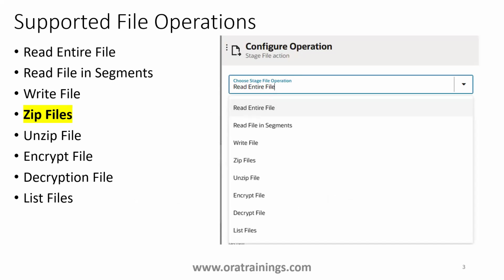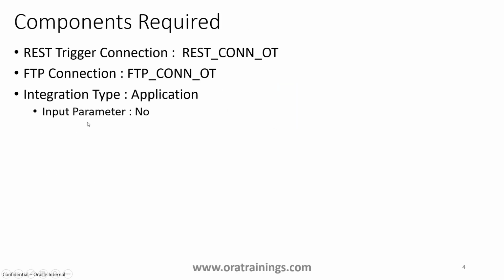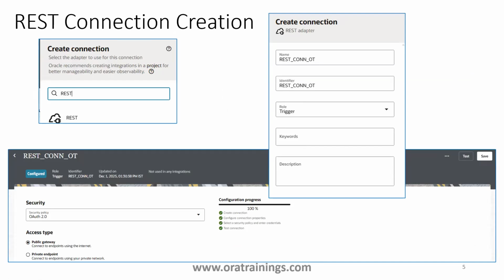Now, the stage file action in Oracle Integration Cloud supports these number of operations, and today in our session, we'll concentrate on the zip file action. The components required for the integration we are designing today are a REST trigger connection, an FTP connection, and an integration of type application, with no input parameter as well as no output parameter. This is the REST connection configuration.